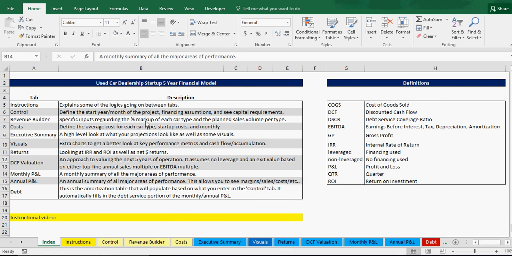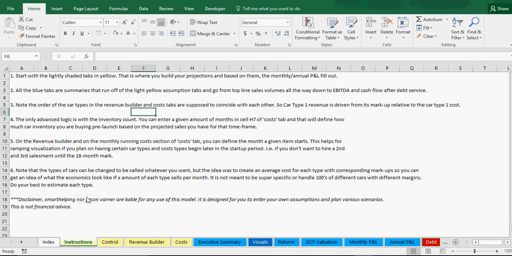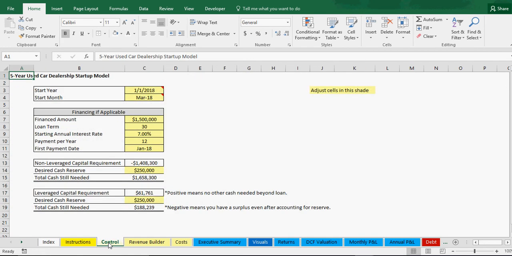Okay, so we've got the index instructions, and then the base of the model is you have the light yellow tabs. That's where you build all your assumptions, and then all the blue tabs are the result of those assumptions. So let's just go through each tab, and then you'll see how it all works and how you can use it. So, the Control tab, real simple here.